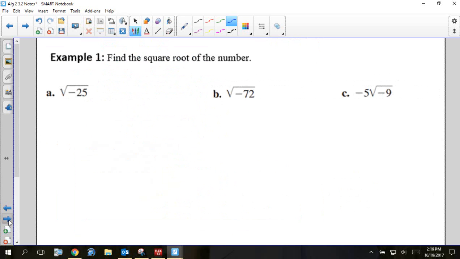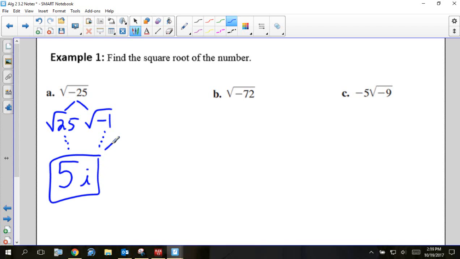Oh, I guess we already did A. Didn't realize that was the same question. So should have picked a different number. So anyway, review. We separate it to 25 and -1. 25 becomes 5. Square root of -1 is i. And that would be simplifying the square root of -25.